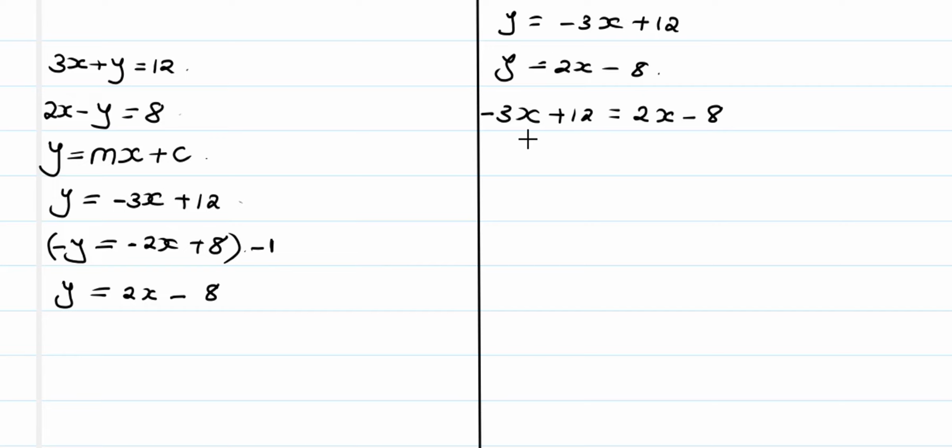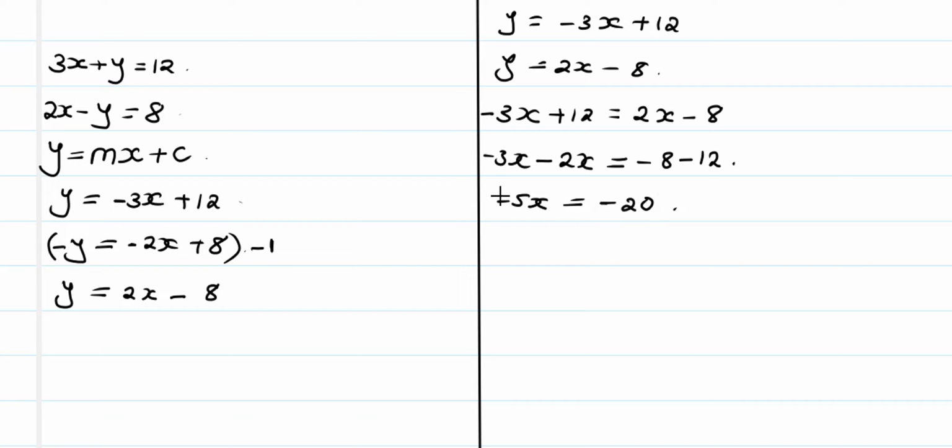Then I group the like terms together. Here I can move these 2x to this side. Now it becomes minus 3x. Then I take this 2x to this side. It becomes minus 2x equals, I remain with the negative 8 on this side. Then I take this 12 to the other side, which becomes minus 12, like that. So now minus 3x minus 2x is negative 5x, then equals minus 8 minus 12, which is negative 20, like that.